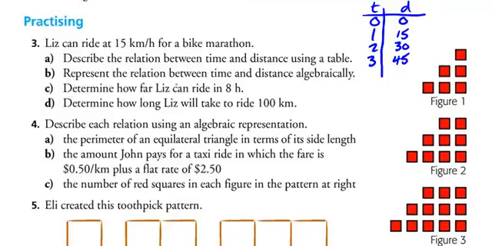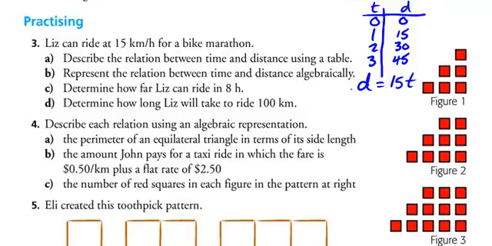Now it says represent the relation between time and distance algebraically. Well, you'll notice up here that when time was 0, distance was 0. So there was no constant always being added. So the distance for part B here is that distance is simply 15 times the time, right? 15 times 1 is 15. 15 times 2 is 30. 15 times 3 is 45.